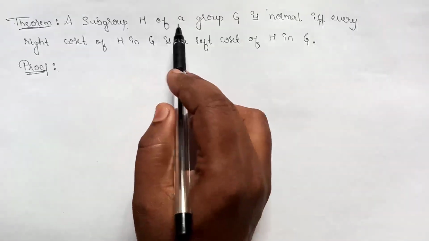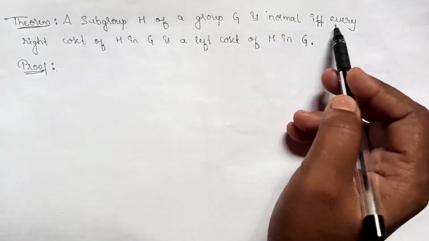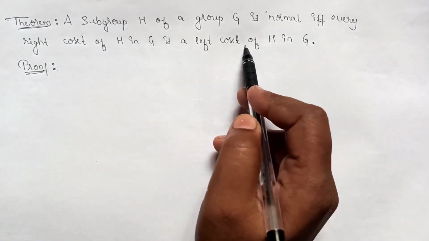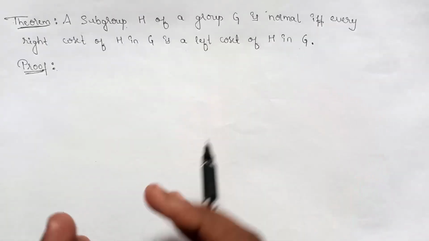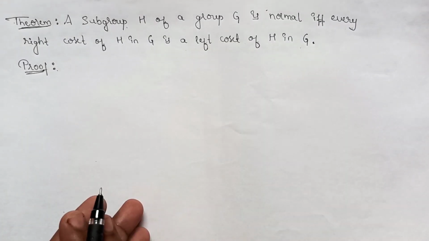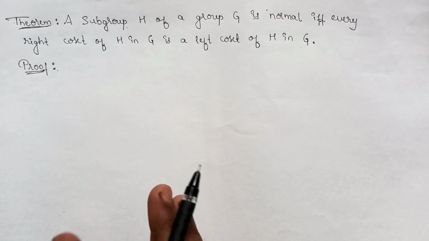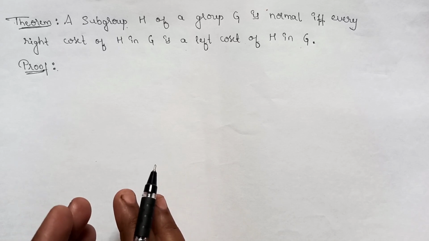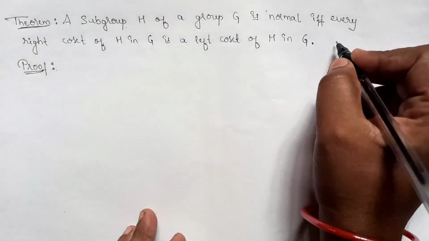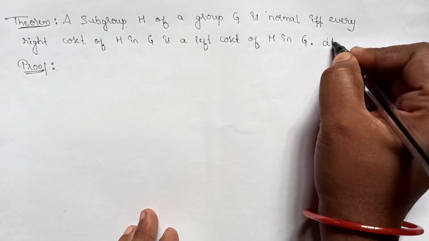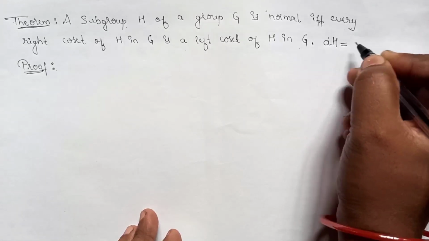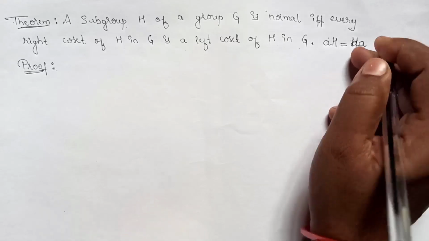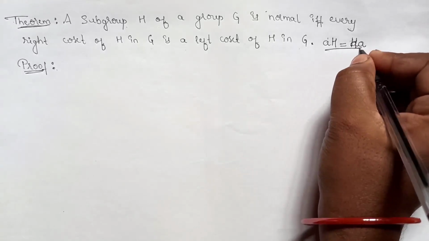A subgroup H of a group G is normal if and only if every right coset of H in G is a left coset of H in G. That means a subgroup is said to be normal if and only if each right coset equals the left coset. For example, say AH is a left coset, so it must be equal to the right coset. Okay, so we have to prove this one.